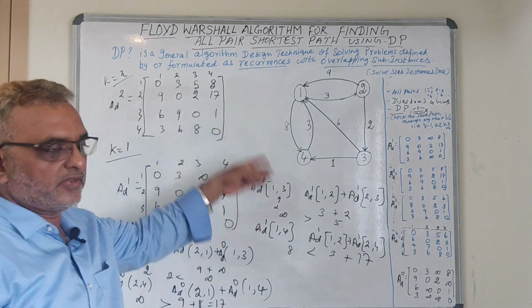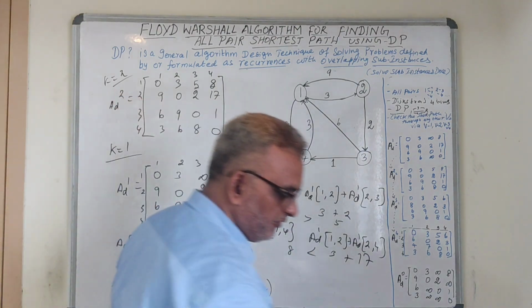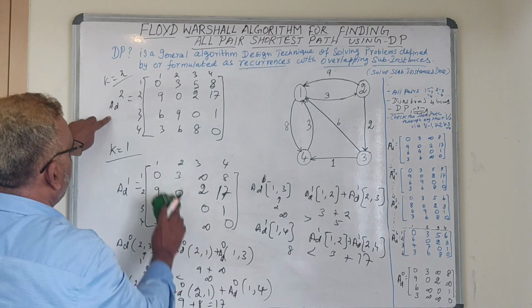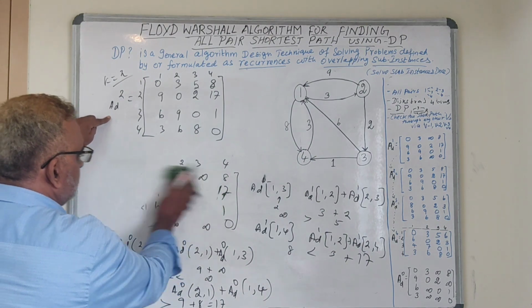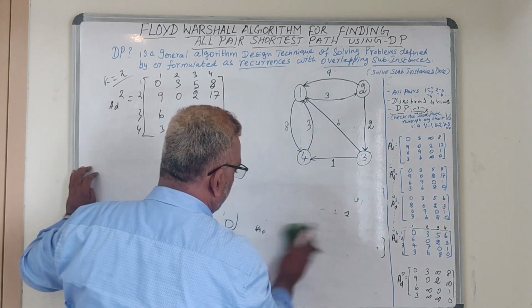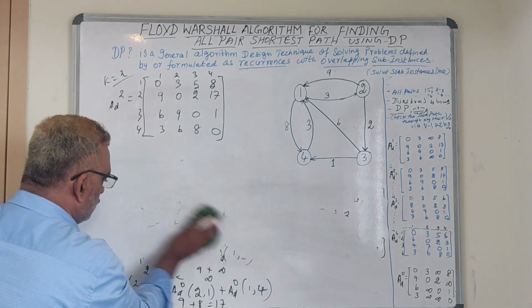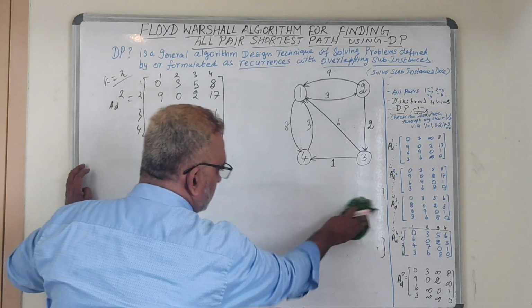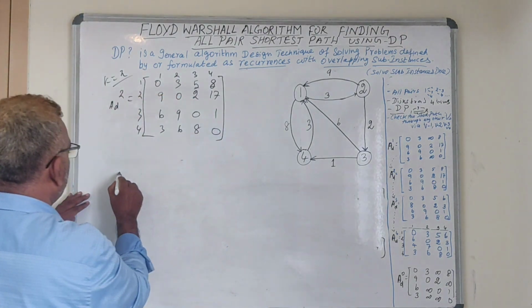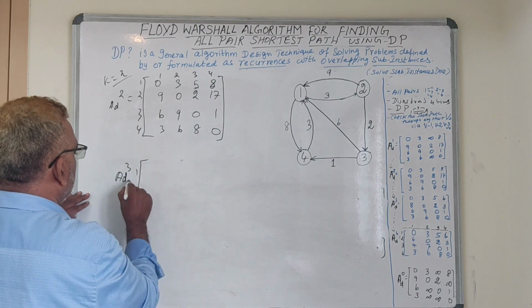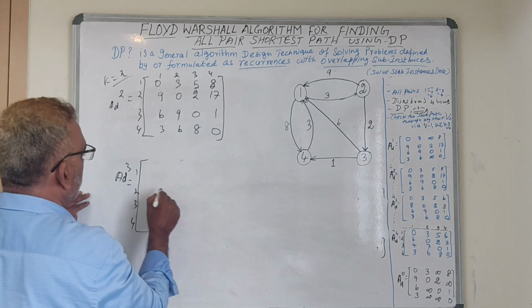Okay, you can calculate the other values in a similar fashion. So now we got the matrix AD2, that is considering the second vertex as the intermediate vertex. Using this AD2, we have to calculate the AD3 matrix, in which the same logic we have to use.